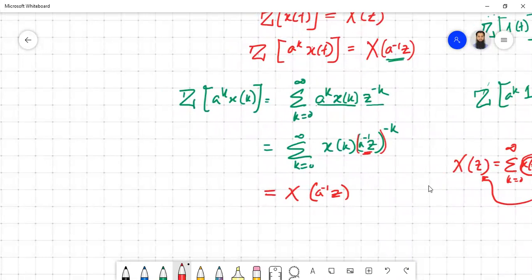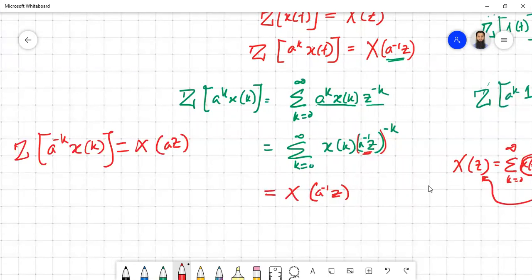But in the other book, they have multiplied the function with e to the power minus a k. So you can also do that multiplication with minus k. If you do that, then the transformation will give you X(a z) simply. Because you have minus k here, and also in the function of the Z transformation you have minus k, you can easily take a^k common as the base. So it's up to you. You can use this one, or you can apply the other one.